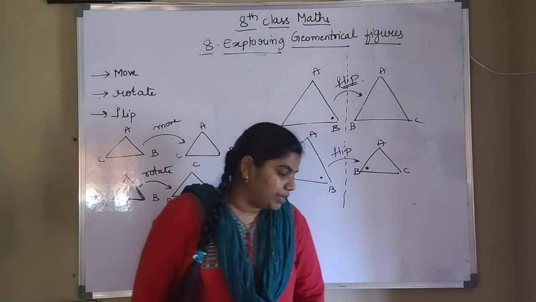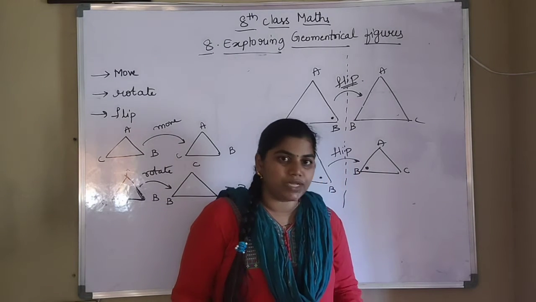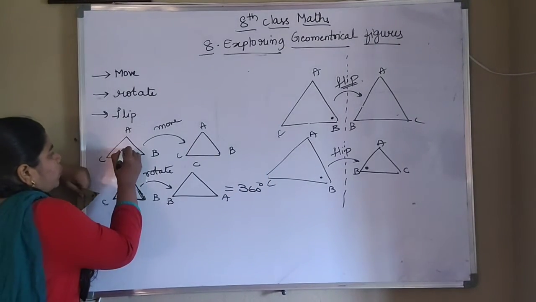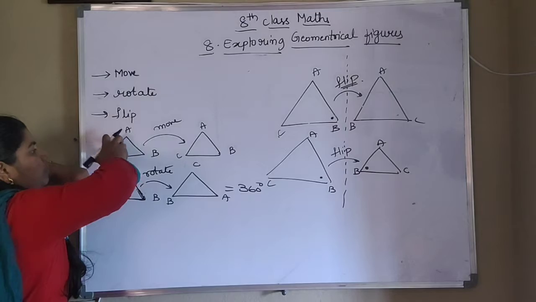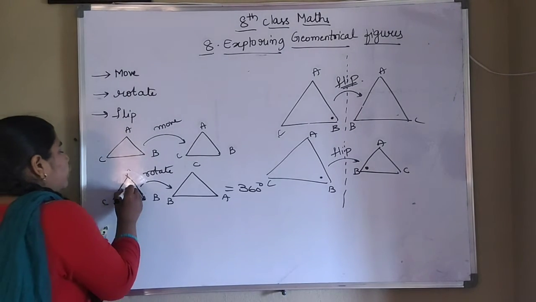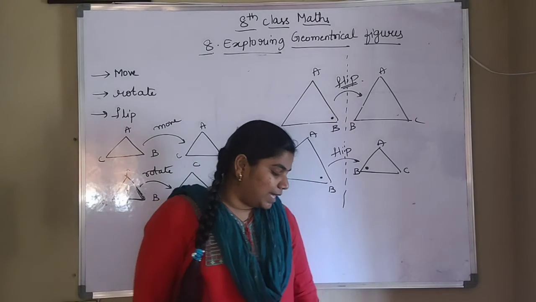Next is rotating. What do you mean by rotating? Rotation means turning around a center. This is the turning point, the middle point. Around the center it will be rotated through 360 degrees. So that is called rotation. What do you mean by rotation? Rotation means turning around the center.